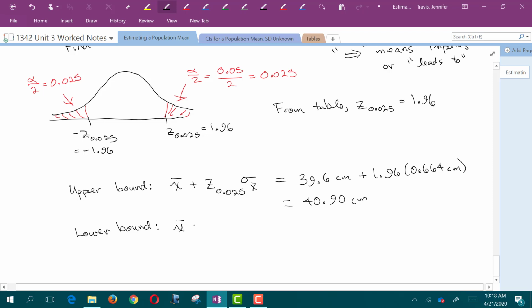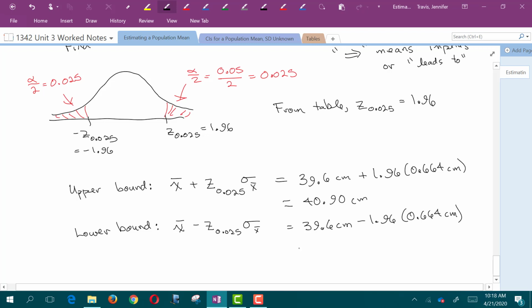Which is going to be x bar minus z.025 sigma x bar. Okay, so take your sample mean. This time we're going to subtract our same multiplier times our same standard error. If you have a graphing calculator or some other calculator that remembers your previous calculation, you can go back to it. If you've got a TI graphing calculator, you can do second entry, and then you can retype over your previous calculation and just change that plus to a minus.